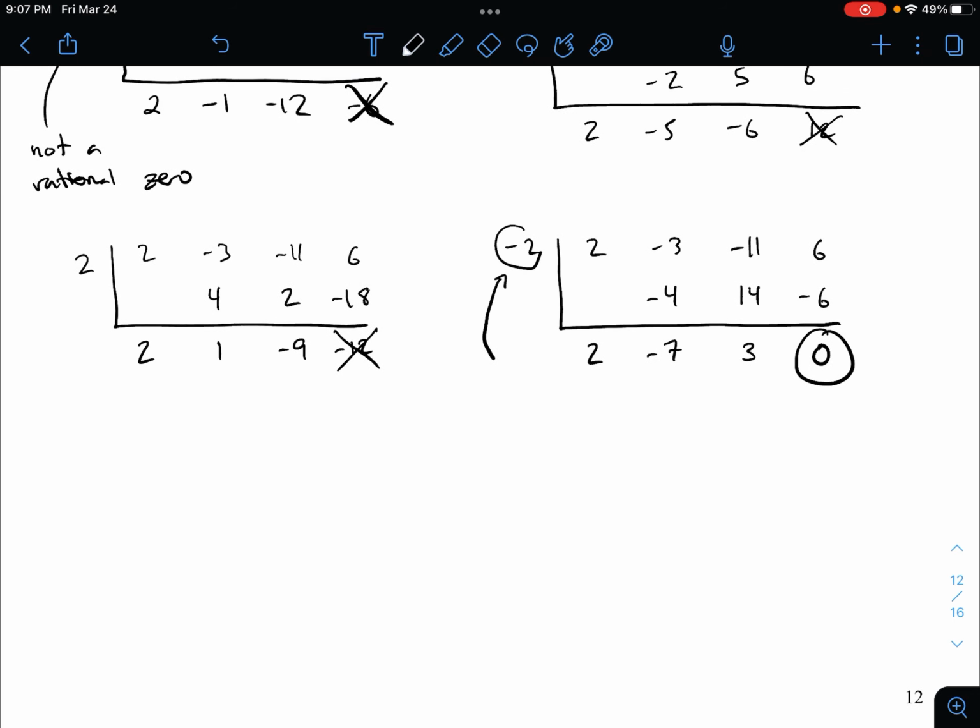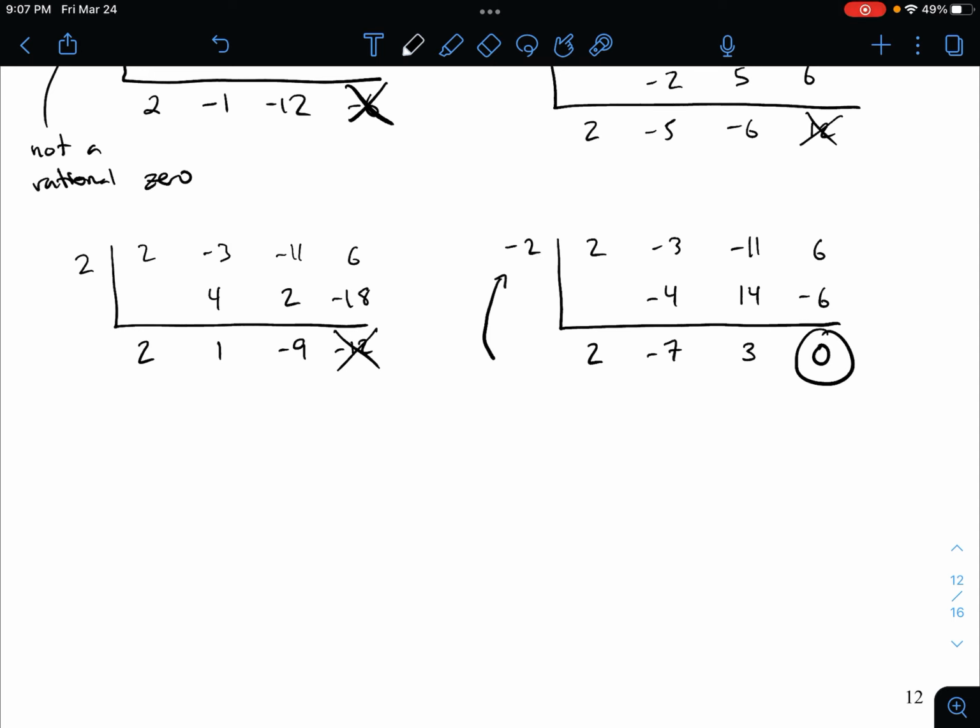So the idea is, if negative 2 is a rational zero, that means my graph is going to go through the x value negative 2, right? Negative 2 comma 0 would be an x-intercept. If that's the case, I know that one of the factors of this polynomial will be x plus 2, right?